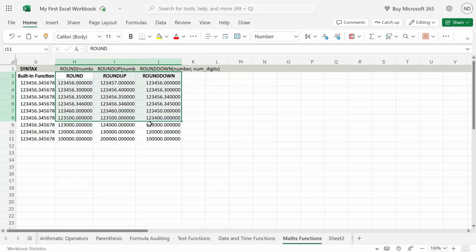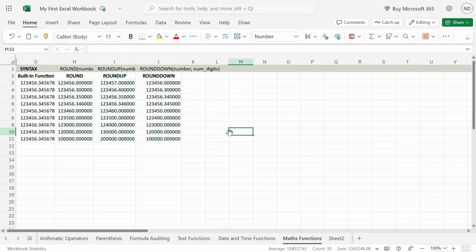And I hope I was able to make the difference clear between these three functions, and you'll be able to apply it while using it in your financial data or anywhere else where you like to.